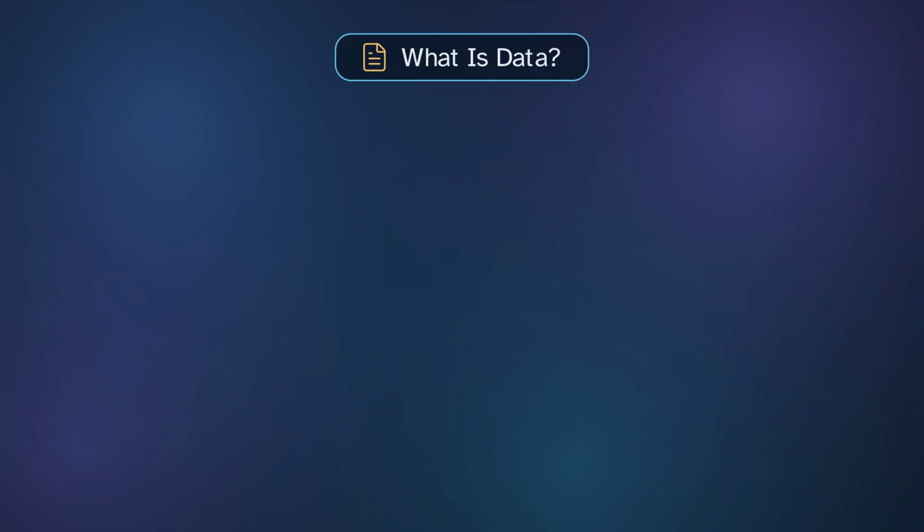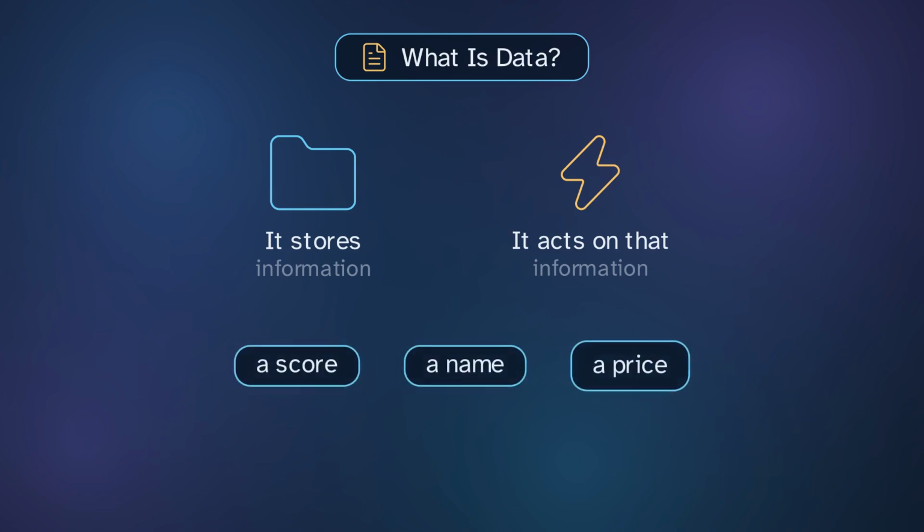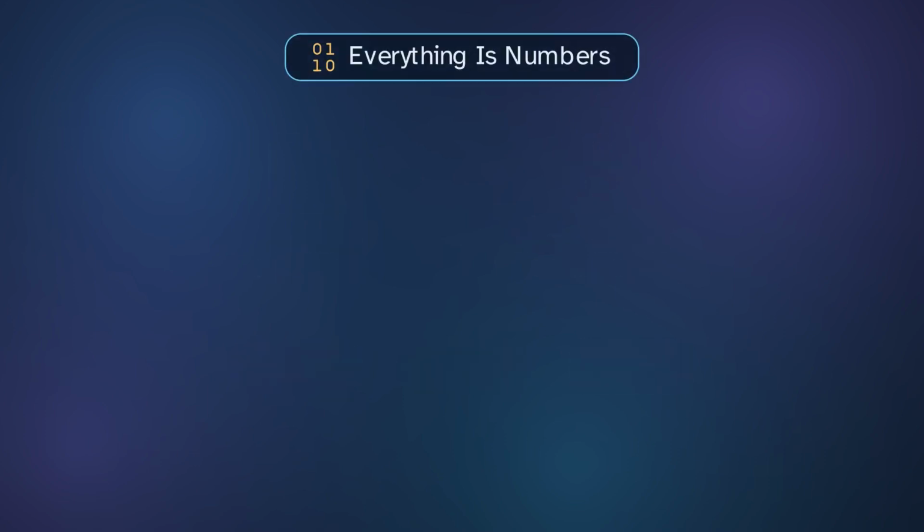What is data? Every program does 2 things. It stores information and it acts on that information. The information is the data. A score in a game, a name in a contact list, a price in a shop. Underneath, a computer stores all of it the same way, as numbers. And it writes those numbers using only 2 symbols, 0 and 1.